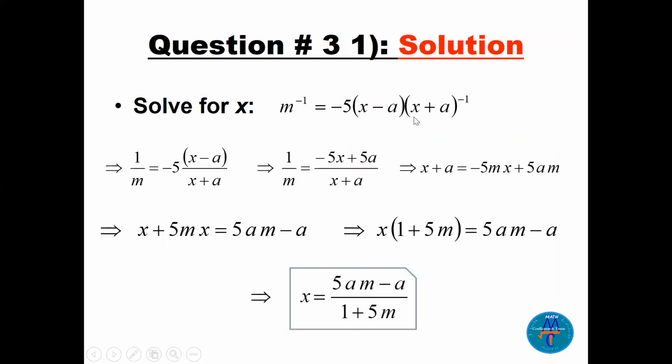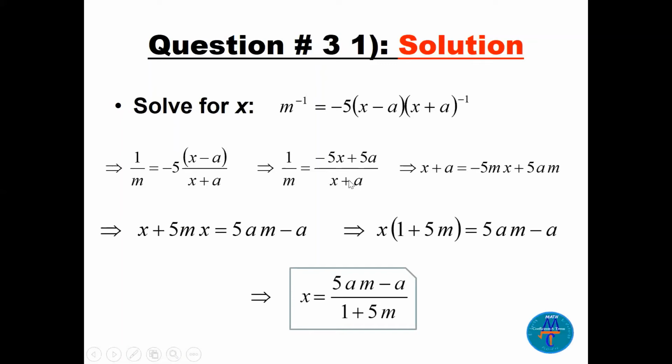Solve for x. See, we have a power here, minus 1. I say 1 over m, and this is the power minus 1, over x plus a. See, there is a minus 5 and there is x minus a. Just be careful about the power. Let's multiply the minus 5 up here, because it is 5 over 1. So it will be minus 5x plus 5a. Remember, the minus with the minus becomes plus. Now we say cross multiply.